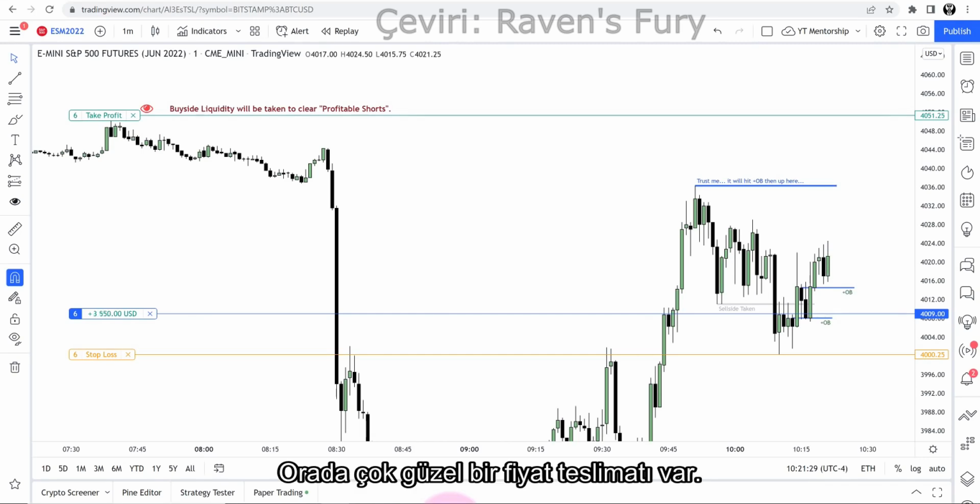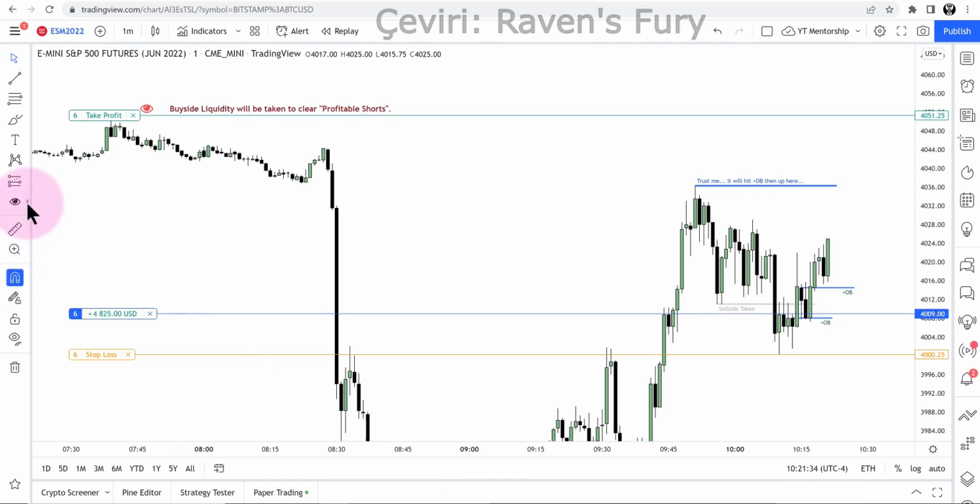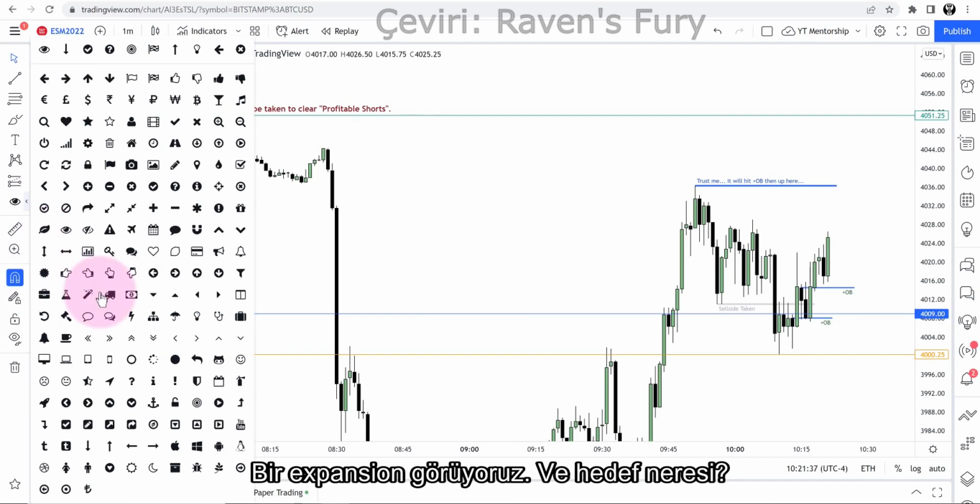Very, very nice price delivery there. So think about what's being shown here. The down close candles are supporting price. We're seeing expansion. And where is the bullseye?